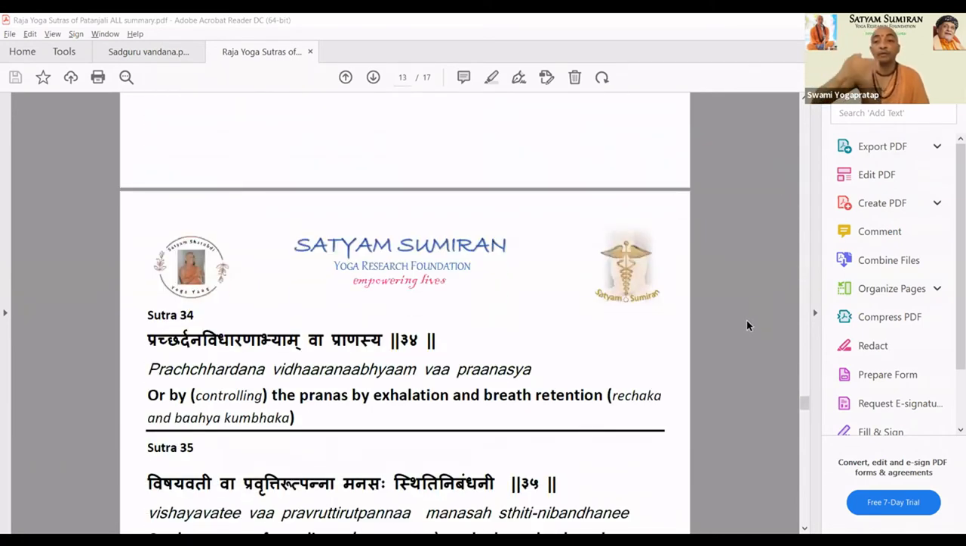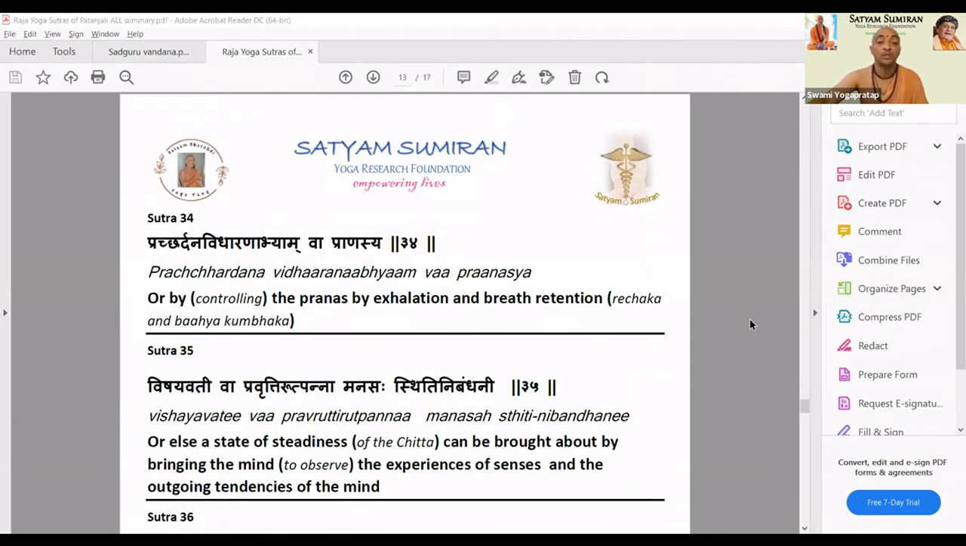Now he starts giving multiple other options. If this also is difficult, what do we do? Prachardana vidharana abhyam va pranasya. By manipulating the pranas, by pranavidya practices and pranayam practices, we can control the chitta.